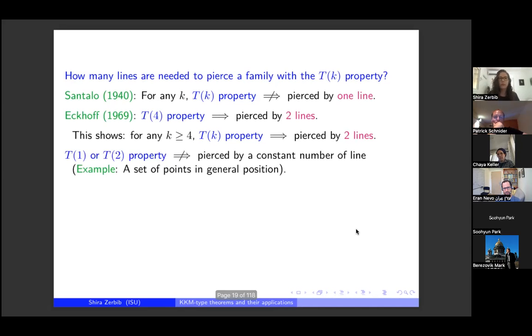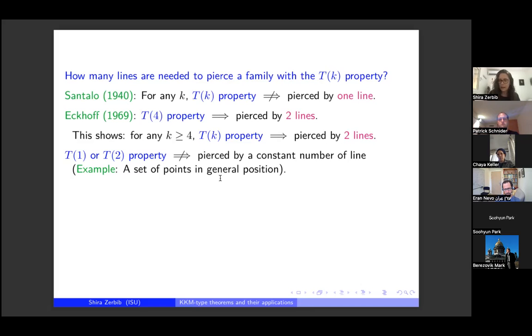On the other hand, if we look at the T1 or the T2 property, then it is clear that this will not give us a constant upper bound on the number of lines piercing the family, because you can look at a set of points in general position in the plane. If the set has n points, then clearly it has the T1 and the T2 property. Every 2 points have a line passing through them, but you need n over 2 lines to pierce all the points in the family. So there is no constant bound.